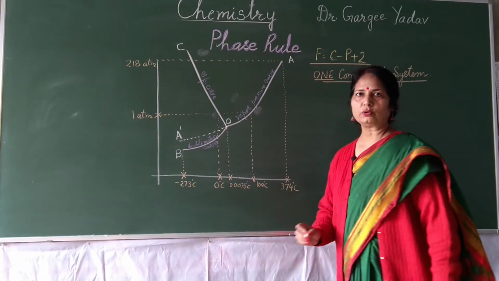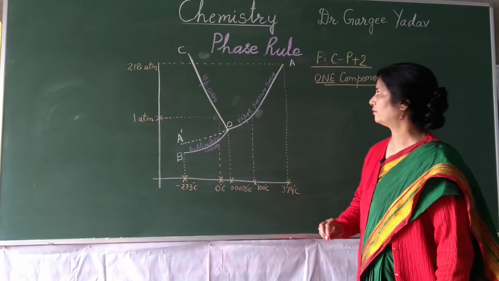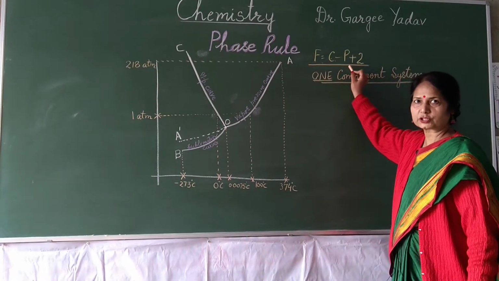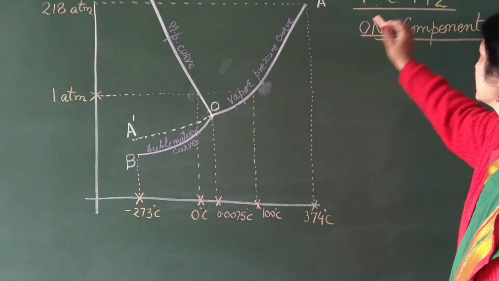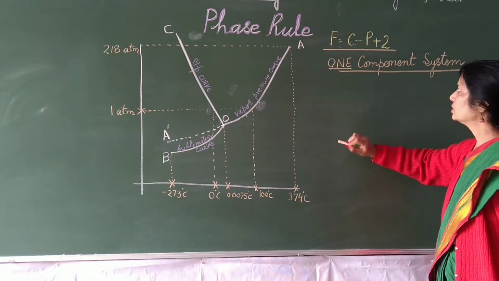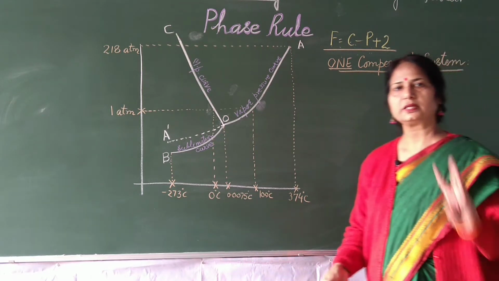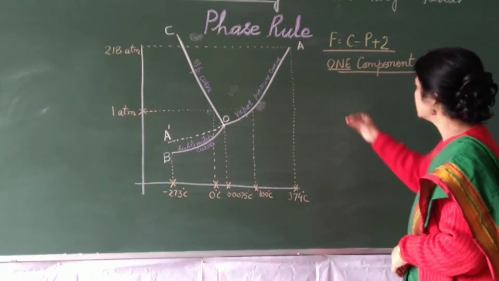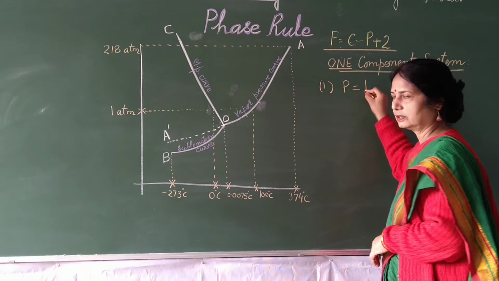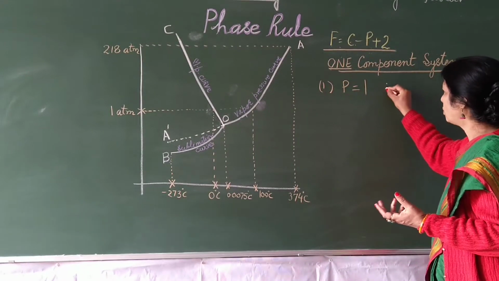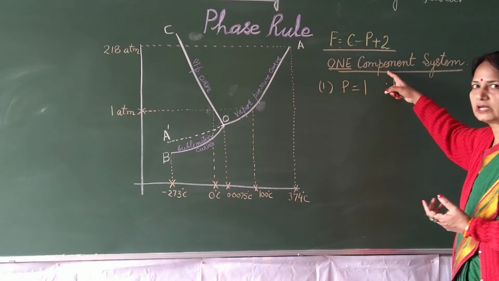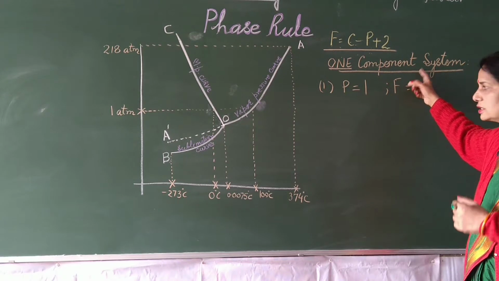Now, as we all know, according to the Gibbs phase rule, the formula is given by F is equal to C minus P plus 2, where F is the degree of freedom, C is the number of components, and P is the number of phases. So, for one component systems, three cases can arise. First is when P is 1. Then what will happen? The value of F will be equal to, C is 1 since we are taking the one component system into consideration.